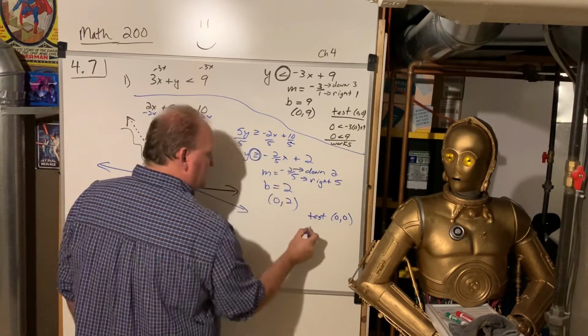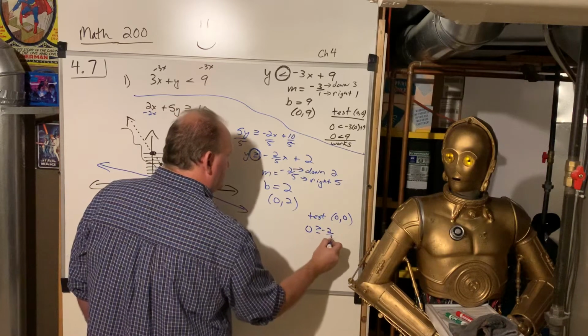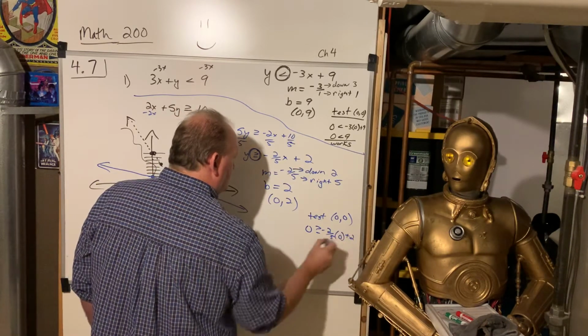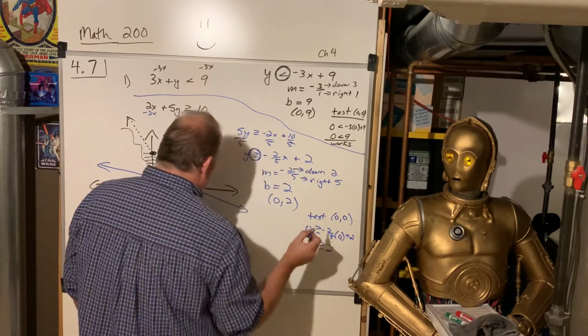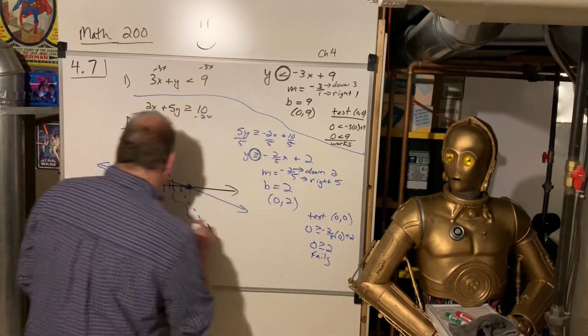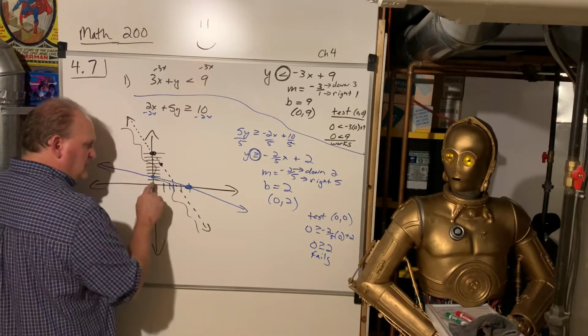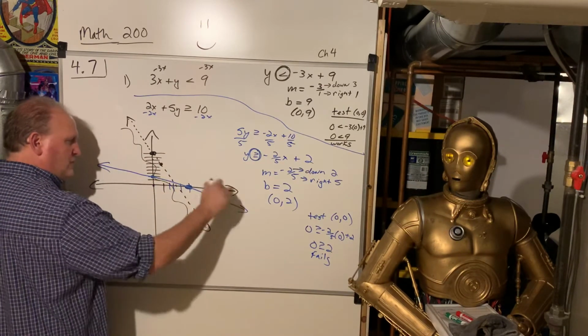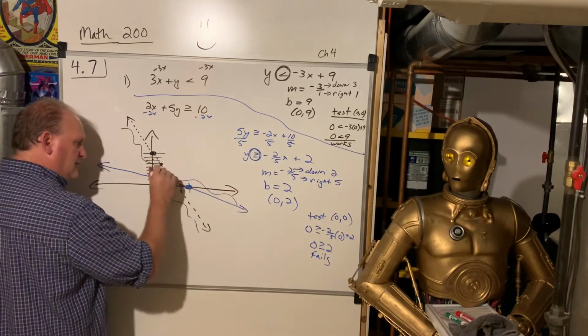0, 0, so 0 greater than negative 2/5 times 0 plus 2. It's saying 0 is greater than 2. 0 is not greater or equal to 2, so it fails. So if this point on the side of the blue line fails, all of the points on this side fail. All the points that work are on this side.